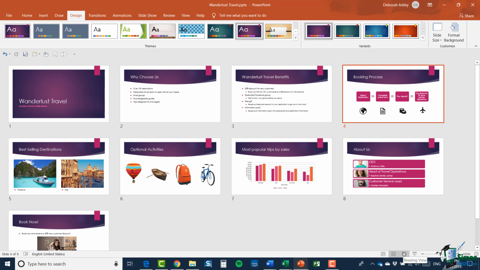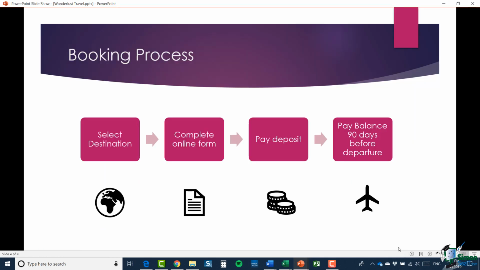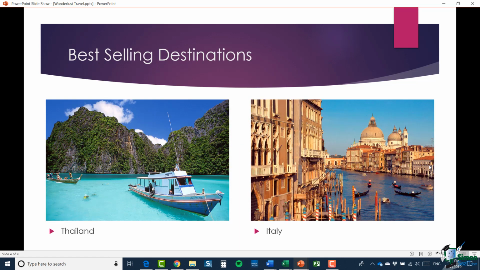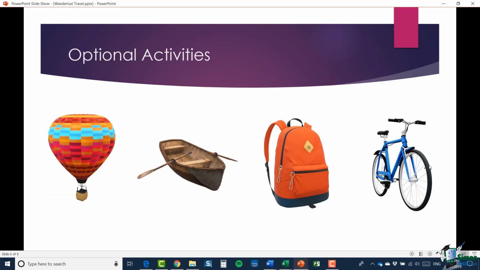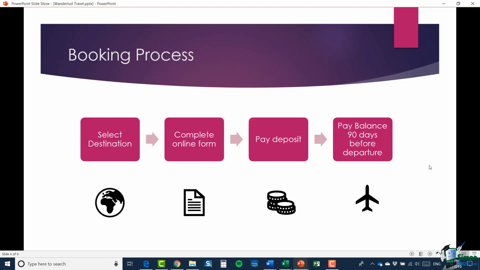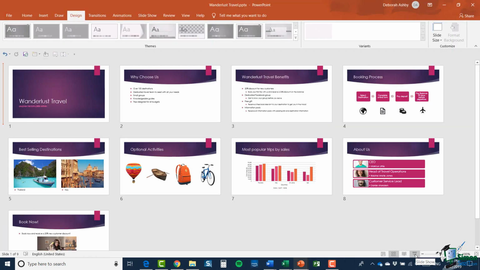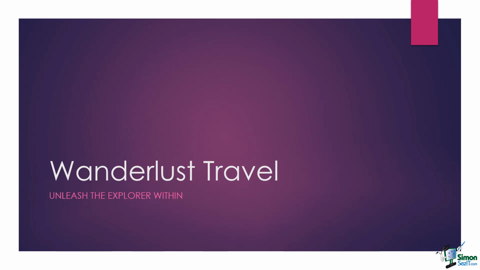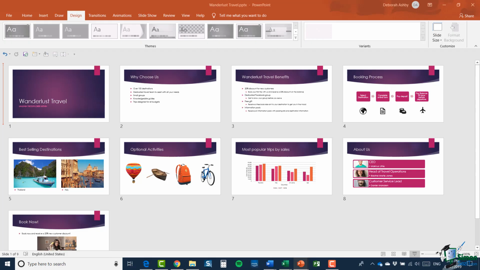The next view that we have is Reading View. Again, this is just another way of viewing your slides, and it makes it nice and big on the screen. I can click my mouse to move through my slides. Alternatively, I can use my left arrow or my right arrow to move through my slides. Then finally, we have the slideshow view, which is the view you're most likely to use if you're presenting to an audience. Remember, to come out of slideshow view, you just press the escape key on your keyboard.